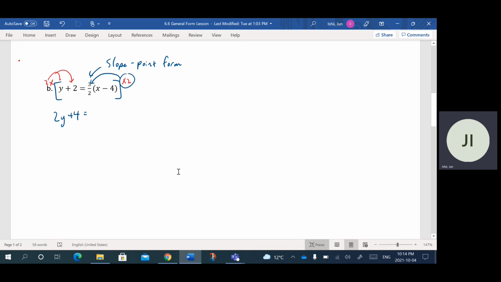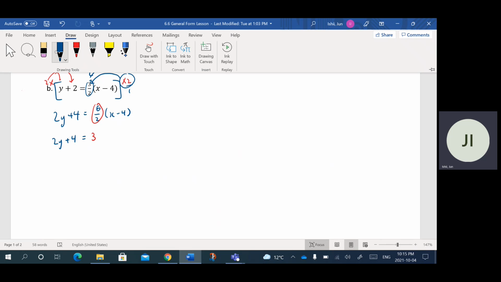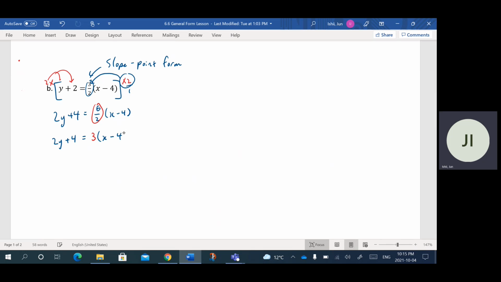So what that means is that 3/2 times 2 is equal to 6/2, because 2 is the same as 2/1. So basically I'm multiplying 3/2 with 2/1. That becomes 6 on top, and 2 times 1 is 2 on the bottom. And I still have the x minus 4. So again, 2y plus 4 equals. Now 6 divided by 2 is going to equal 3. I can replace that with a 3. I have x minus 4 in the brackets.